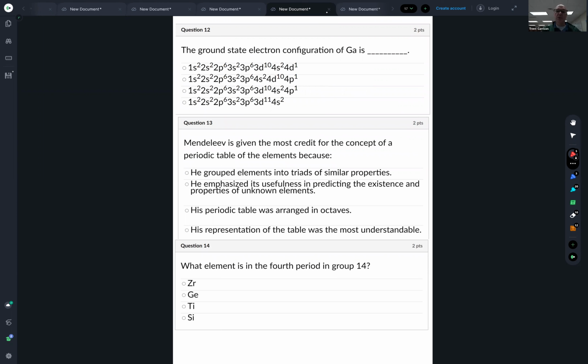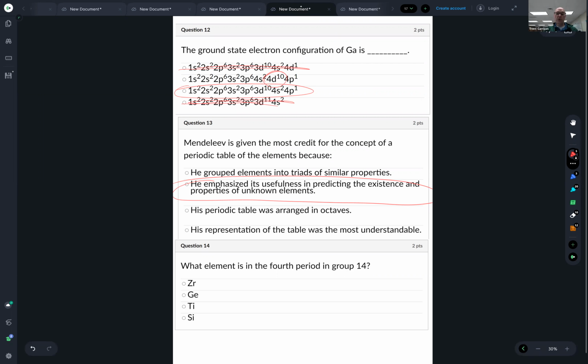Ground state electron configuration for gallium. Gallium is element number 31. It would have a 4p1. So this one is out. This one is out. So we're down to either B or C. And what we discover is that there is a 4d that's mislabeled. It should have been a 3d. This is my correct answer. Mendeleev made the first periodic table that emphasized the usefulness of predicting some of the elements coming up.